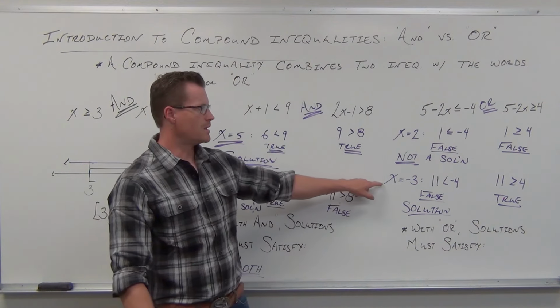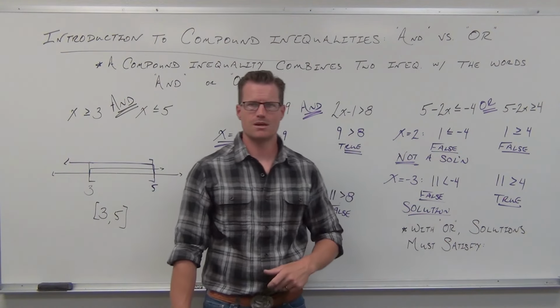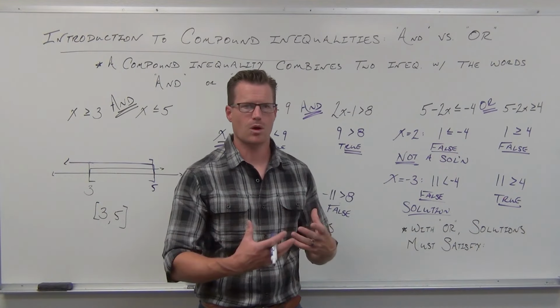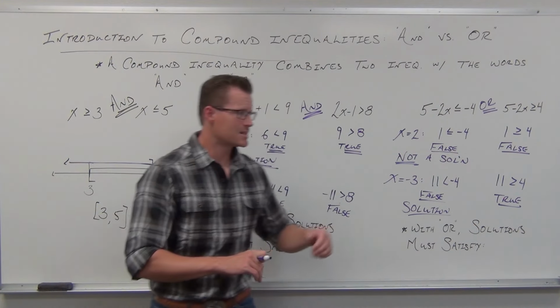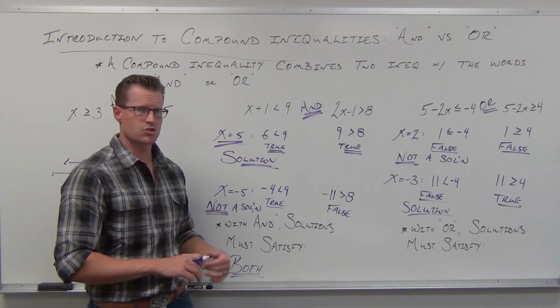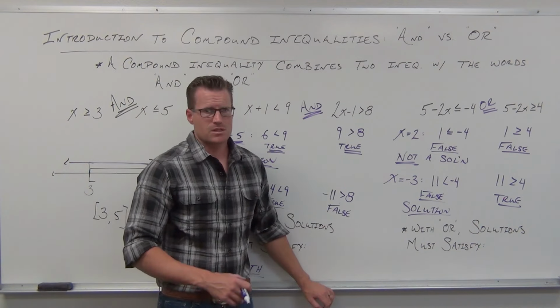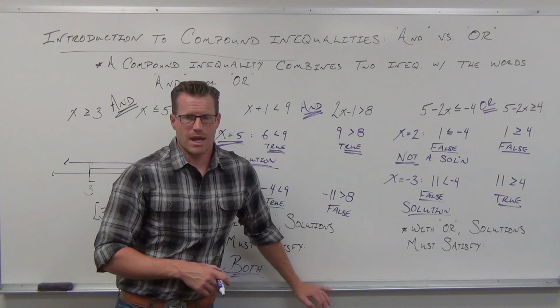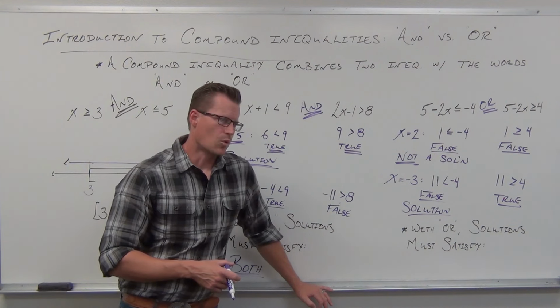Or takes a number, plugs it into both inequalities. If you're true in one of them, you're part of the solution set for or. And takes a number, plugs into both inequalities. If you're true in both of them, that number is part of the solution set for and. That's the idea.